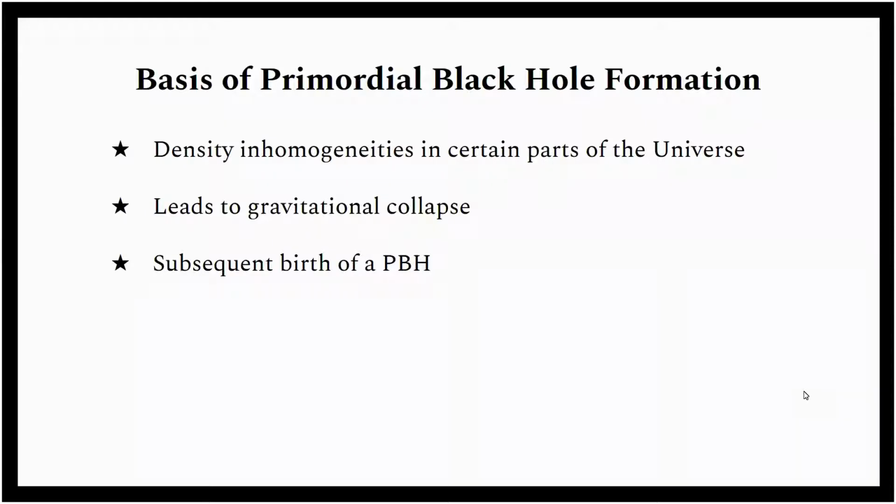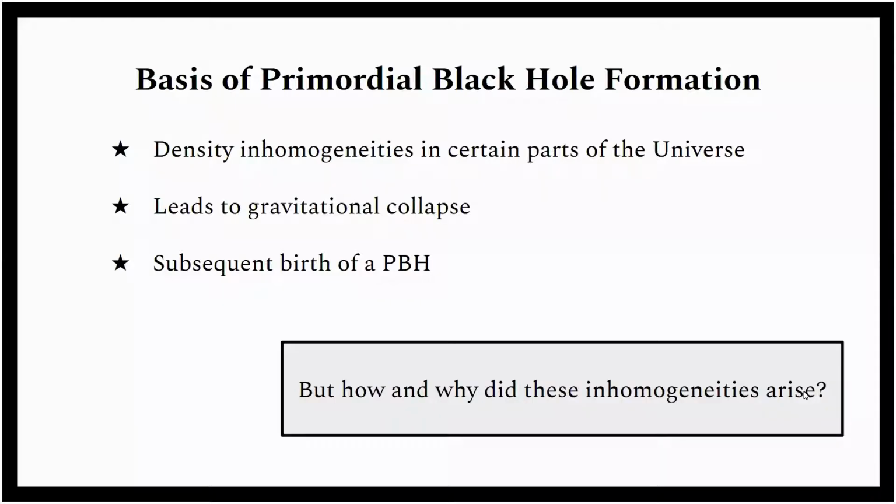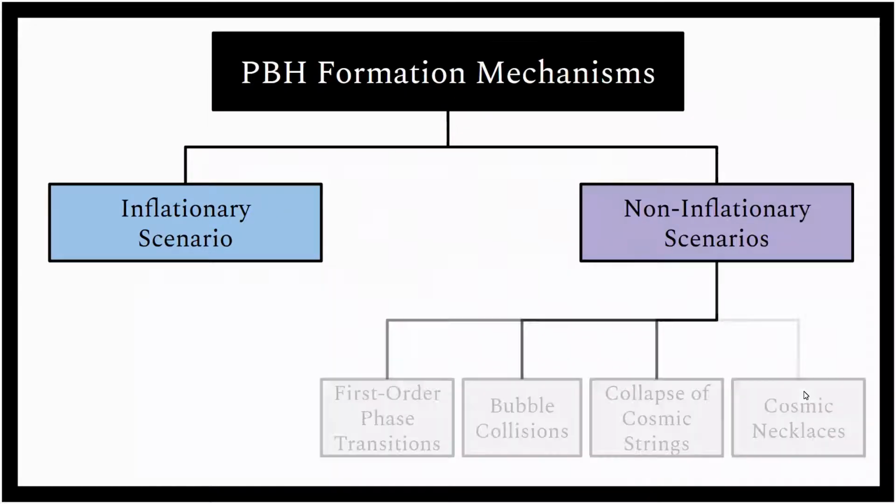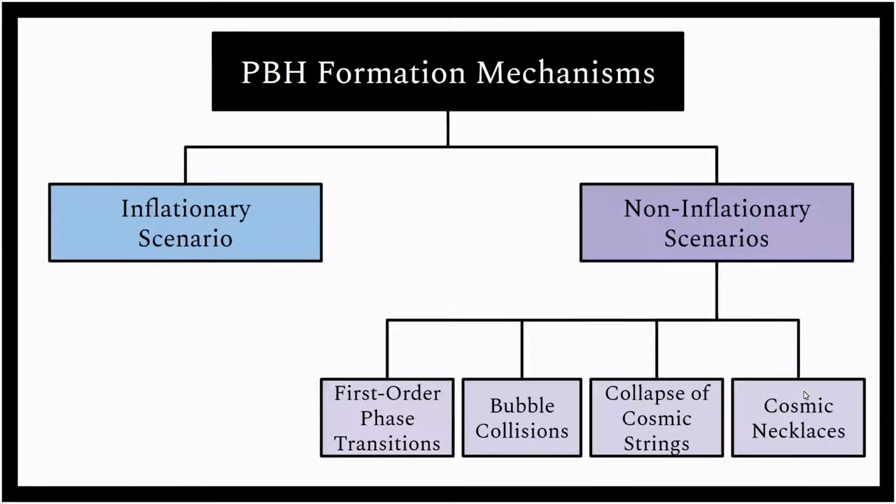But the different theories basically arise when we try to wonder why these different density inhomogeneities even come to be. Very broadly, they're divided into two. You have the inflationary scenario, which I'll be discussing in detail, and you have the non-inflationary scenarios. These are just a few. There are some more. I will not be going into detail about these, but I have included a list of papers in the resources list on the GitHub page, so you can check that out if you're really interested.